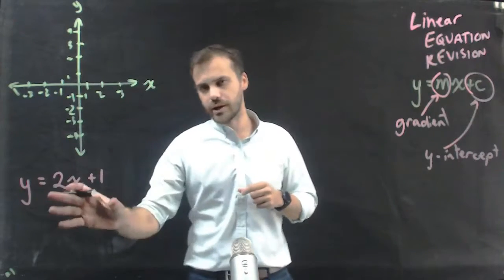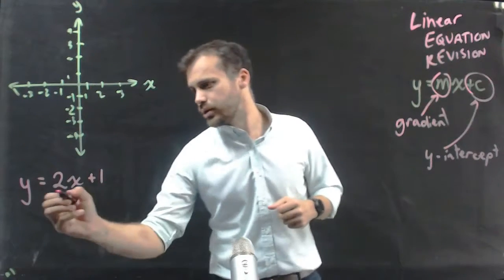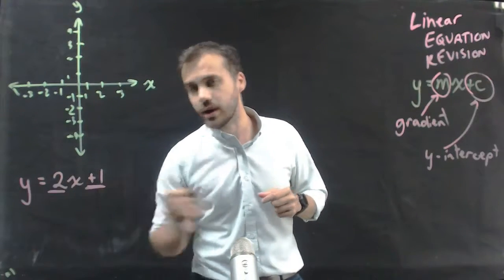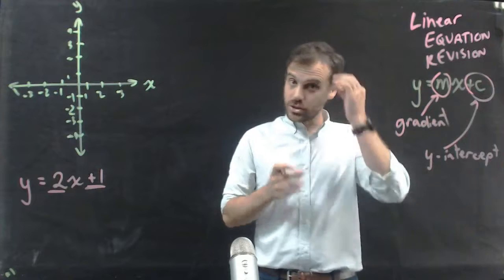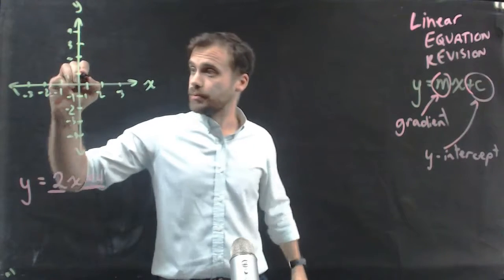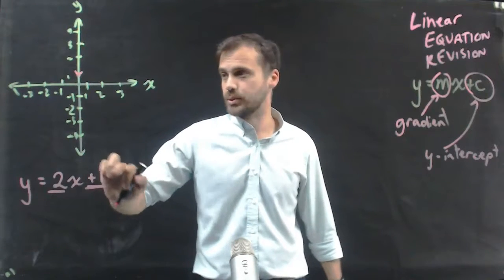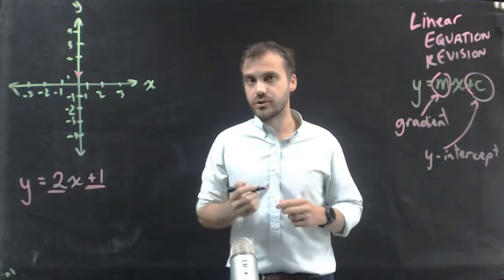So for example, y equals 2x plus 1. I know the gradient, the steepness of this line is 2, and I know that the y-intercept is positive 1. So a quick drawing of this, it passes through here. Y-intercept is equal to 1, and it has a gradient of 2.